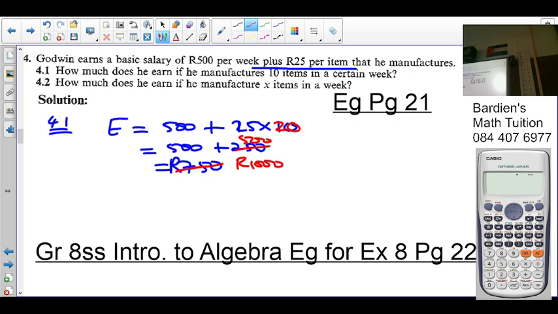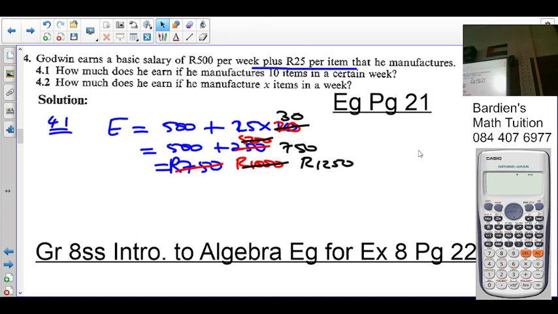What if he made 30 items for the week? So 500 plus 750, which is 1,250. Can you see? The more items he manufactures, the more money he earns. You guys understand? Alright. So what is changing there, of course, is that value. So the next question would be, how much does he earn if he manufactures X items in a week?